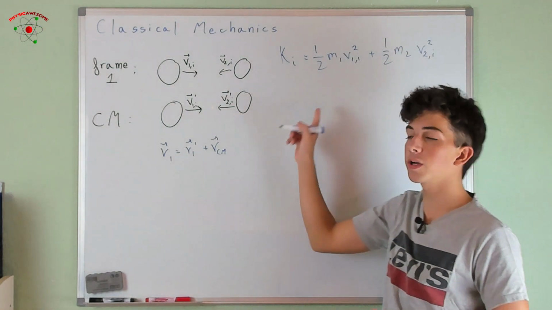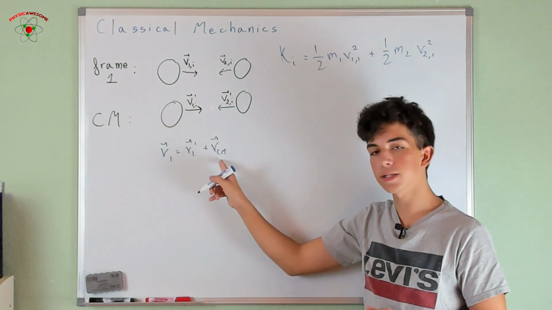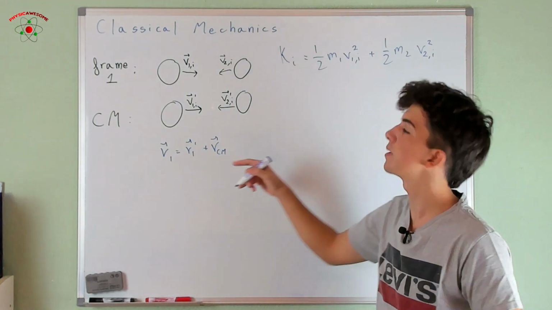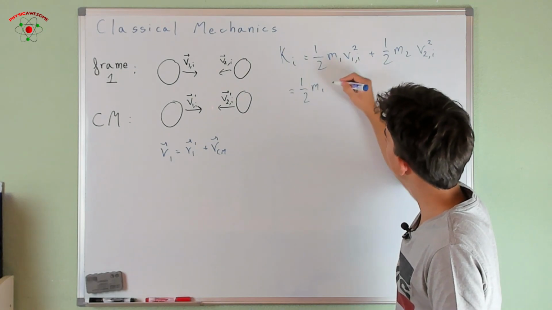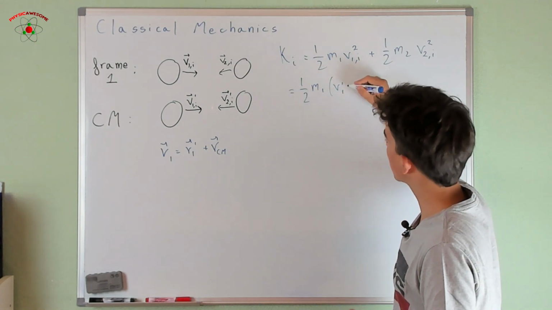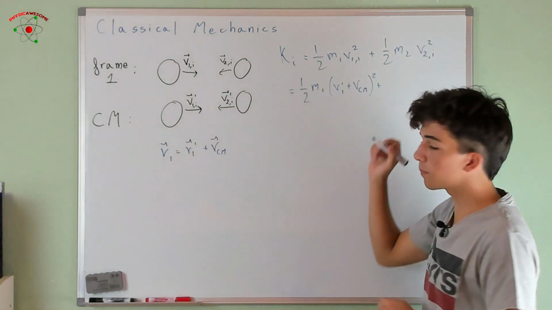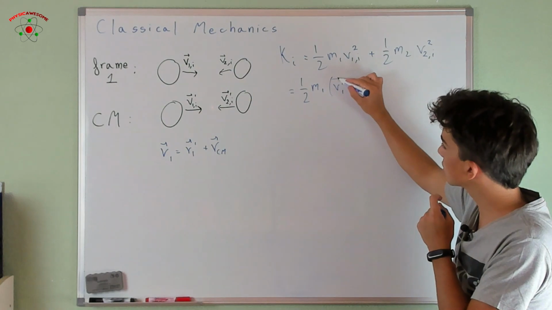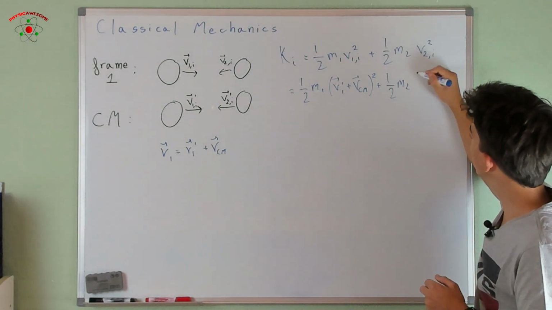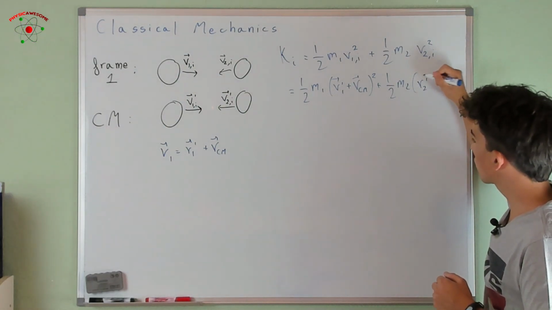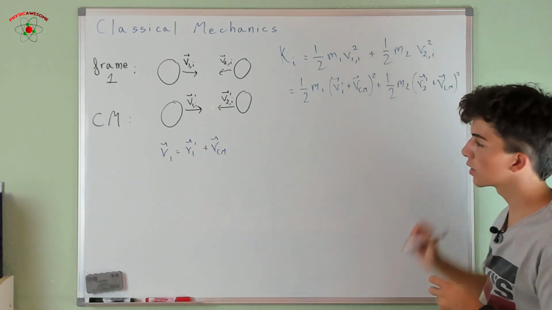Now we would like to express this in terms of our velocity in the center of mass frame and the velocity of the center of mass. So that could be a simple substitution. It's (v1 prime plus v_CM) squared plus, well, these should be vectorial quantities, 1/2 m2 (v2 prime plus the velocity of the center of mass) squared.